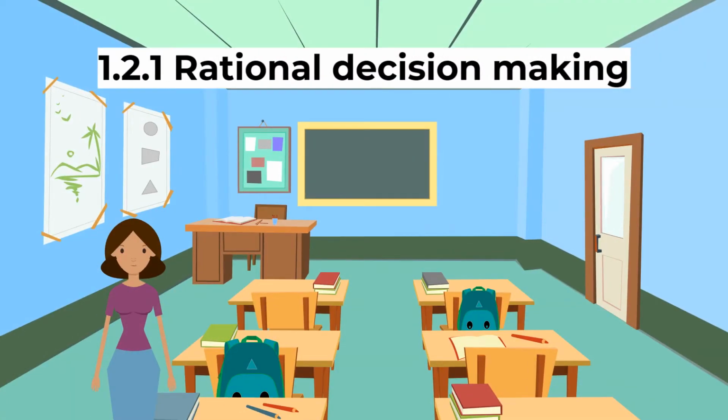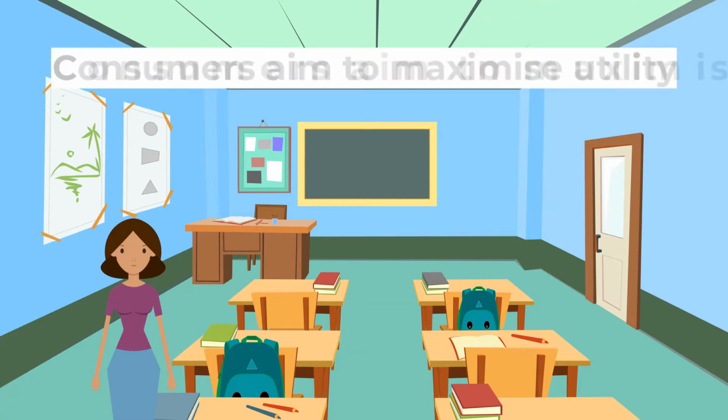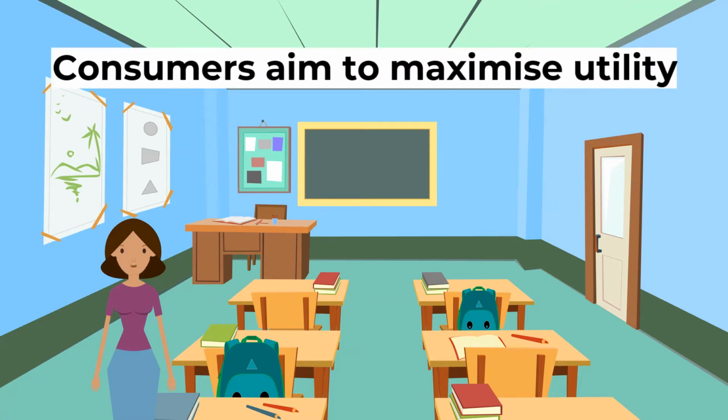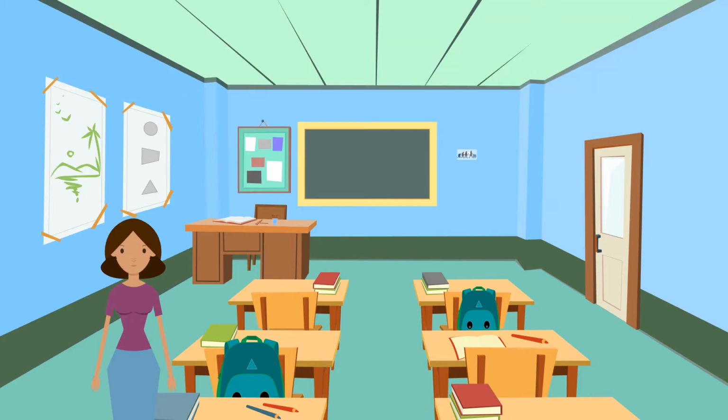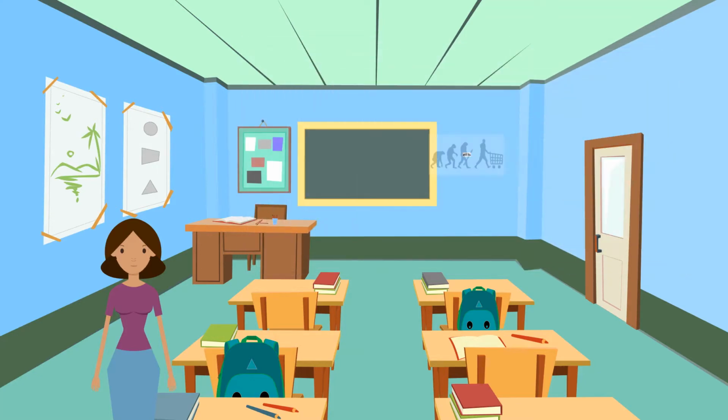Firstly, for today, rational decision-making. We need to look at the underlying assumptions of rational economic decision-making. 1. Consumers aim to maximize utility. Utility is the satisfaction gained from consuming a product. The rational consumer is called Homo economicus, who makes decisions by calculating the utility gained from each decision and chooses the one which will give them the most satisfaction.